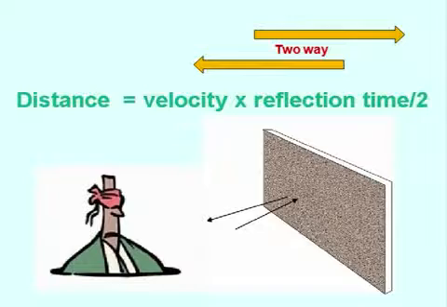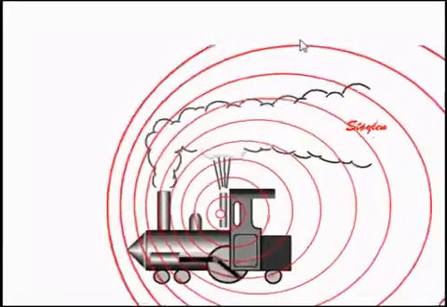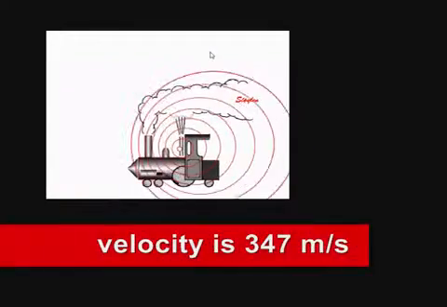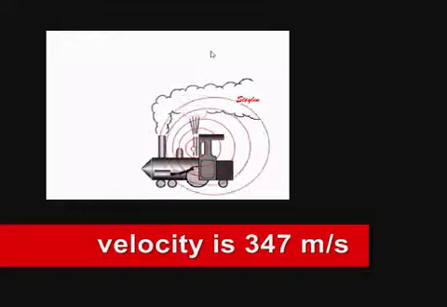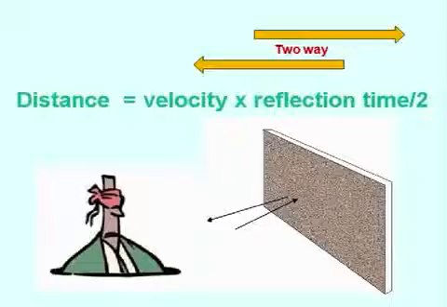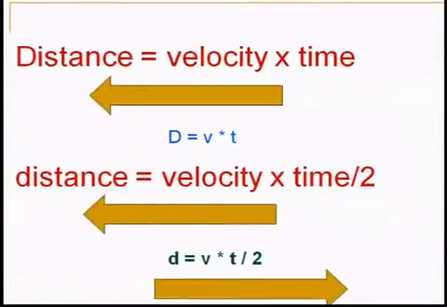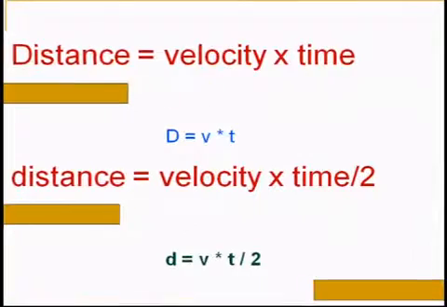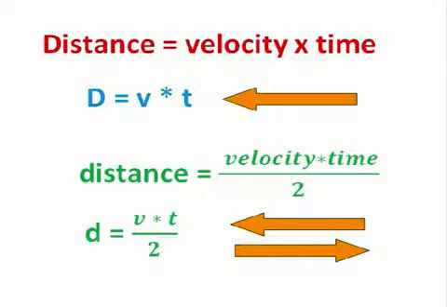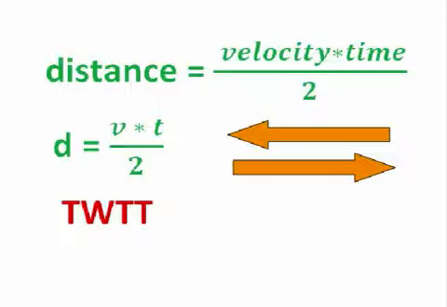Now, knowing the exact travel time, he can calculate the distance. From physics, he knows that the sound travels through an environment of standard temperature and pressure at a velocity of 347 meters per second. By using this formula, we can write distance is equal to velocity multiplied by the time, or d equals v times t. To calculate using TWTT, we write little d equals v times t divided by 2.